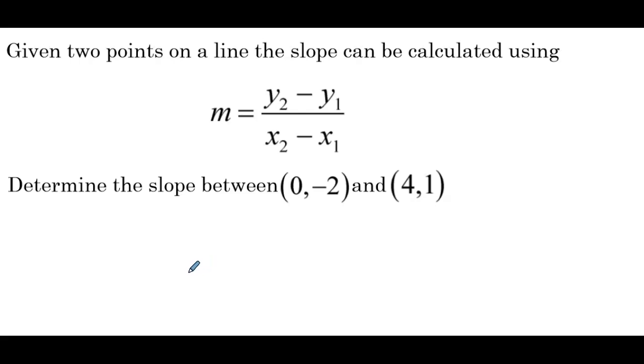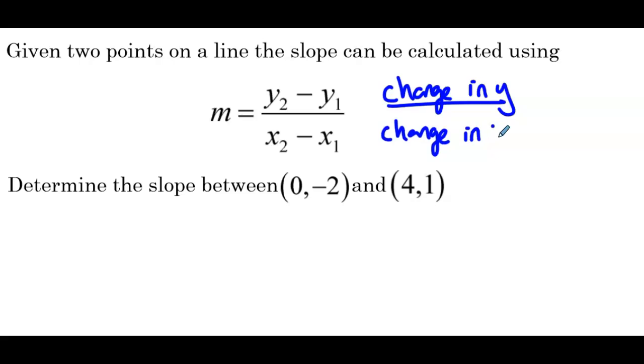Now, what if we're given 2 points on a line? Given 2 points on a line, the slope can be calculated using the formula m equals the change in y, which is y2 minus y1, over the change in x, which is x2 minus x1. Right, so we can write this out, change in y over the change in x. And remember, this is often abbreviated delta y, delta representing change, over delta x.